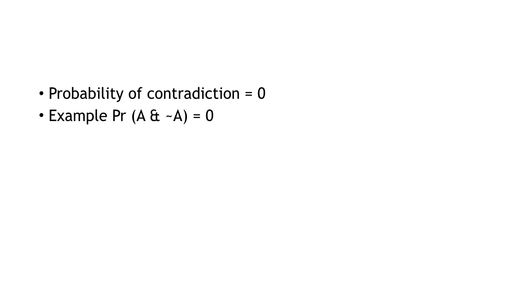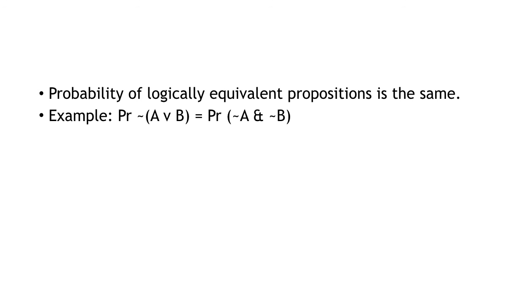Probability of a contradiction is always 0. So probability of A and not A, always 0. A and not A, remember, is a contradiction. That can't possibly be true. Final thing, probability of logically equivalent propositions is the same. Your book uses an example of this. If A and B are logically equivalent, then A and B have the same probability. That doesn't work the other way, by the way. Just because two things have the same probability doesn't mean they're logically equivalent. But if they are logically equivalent, then they do have the same probability, right?